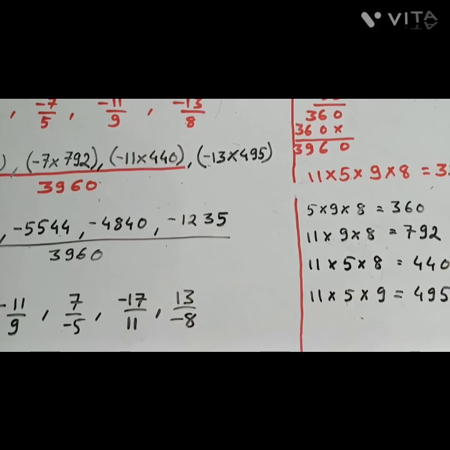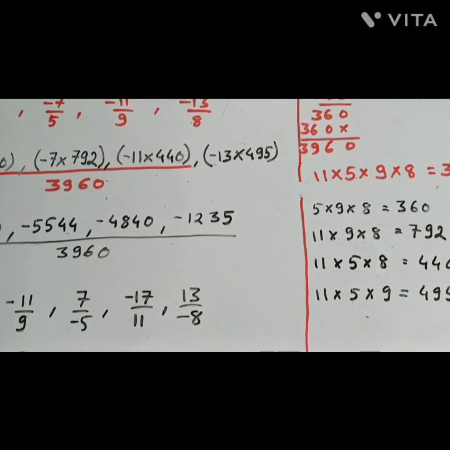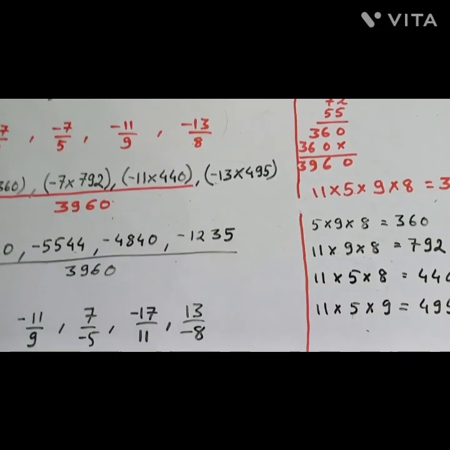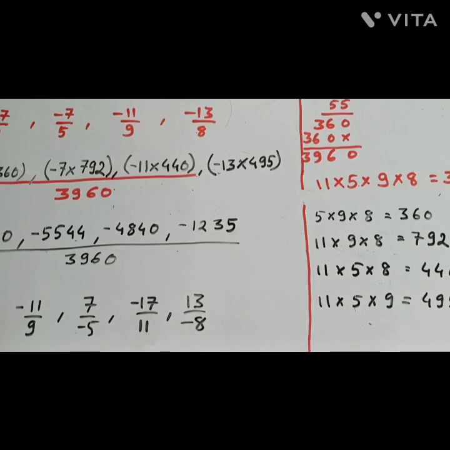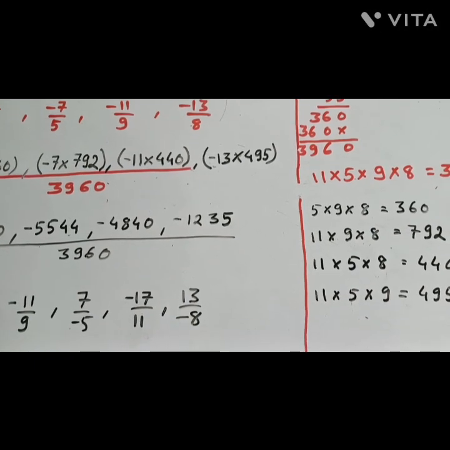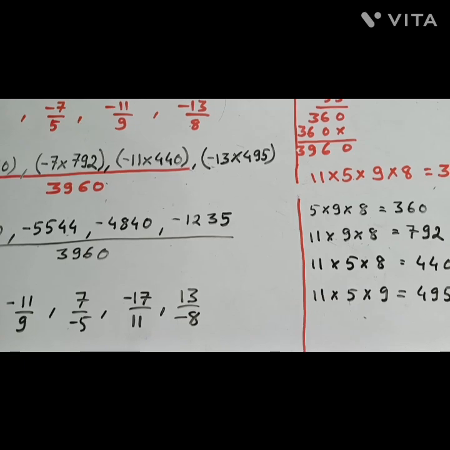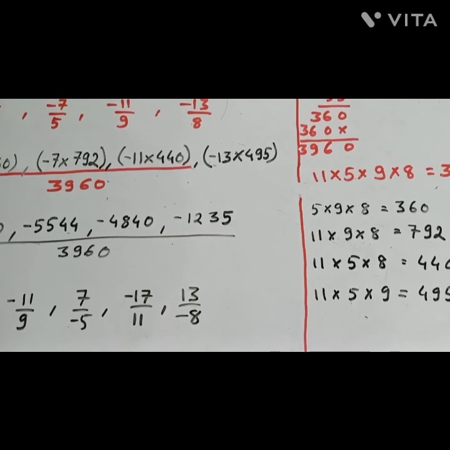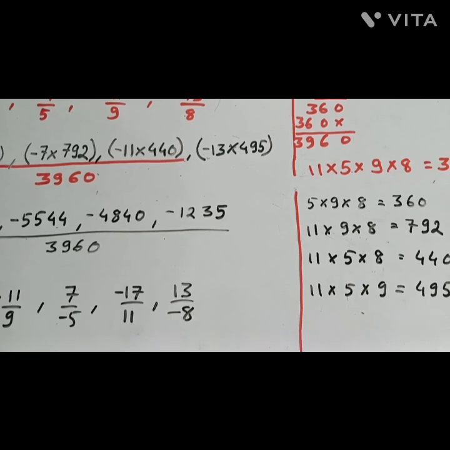How many times does 9 go into 3960? Cover 9, the balance is 11 into 5 into 8. 11 into 5 into 8, that is 440. Similarly, how many times does 8 go into 3960? Cover 8, the balance is 11 into 5 into 9. 11 into 5 into 9, that is 495.